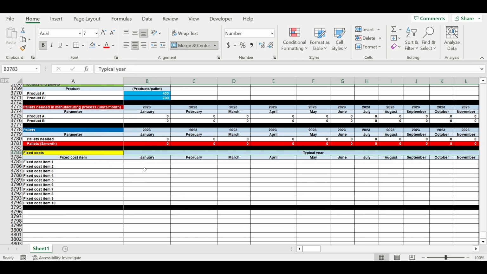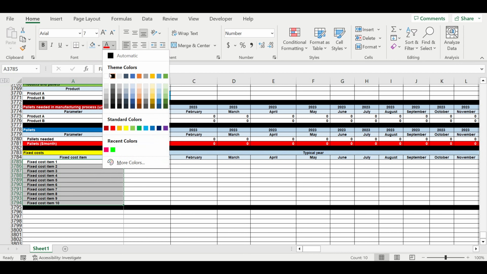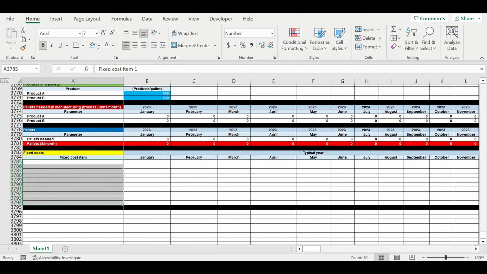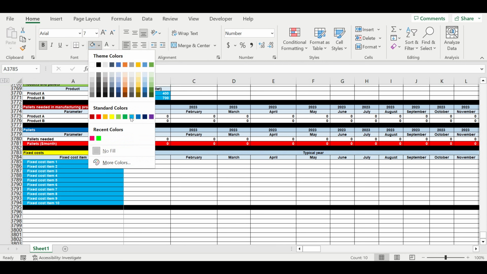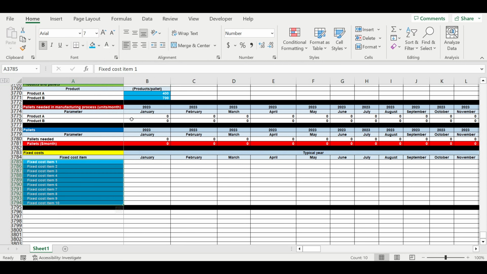Here on the left are the inputs, so I'm coloring these cells blue because blue is the unique color for all our inputs. This is our rule inside our model, to be able to find all the inputs easily when the financial model is done. And here we will be describing the fixed costs of a typical year.